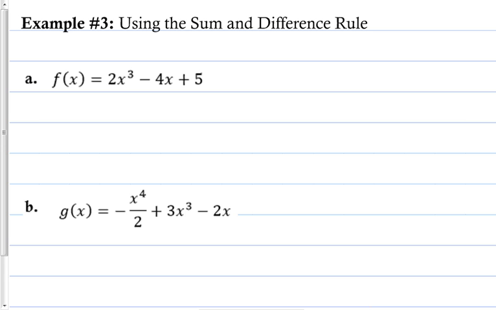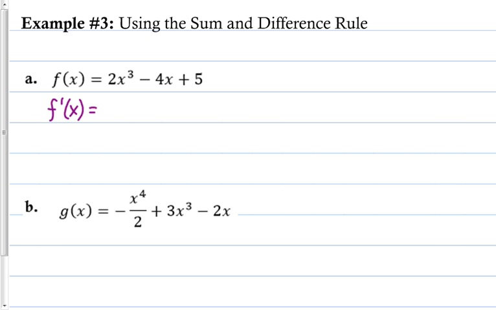Example 3, using the sum and difference rule. Okay, so all the other examples, I only had one term. And we took the derivative of that one term. For example, example 2, a was x cubed. That's one term. Well, sum and difference is they start adding and subtracting terms. So they actually make these longer equations or expressions or functions, whatever you want to call them. But the rule is the same. It doesn't matter how long it is. You're just going to take the derivative of each term. That's it.